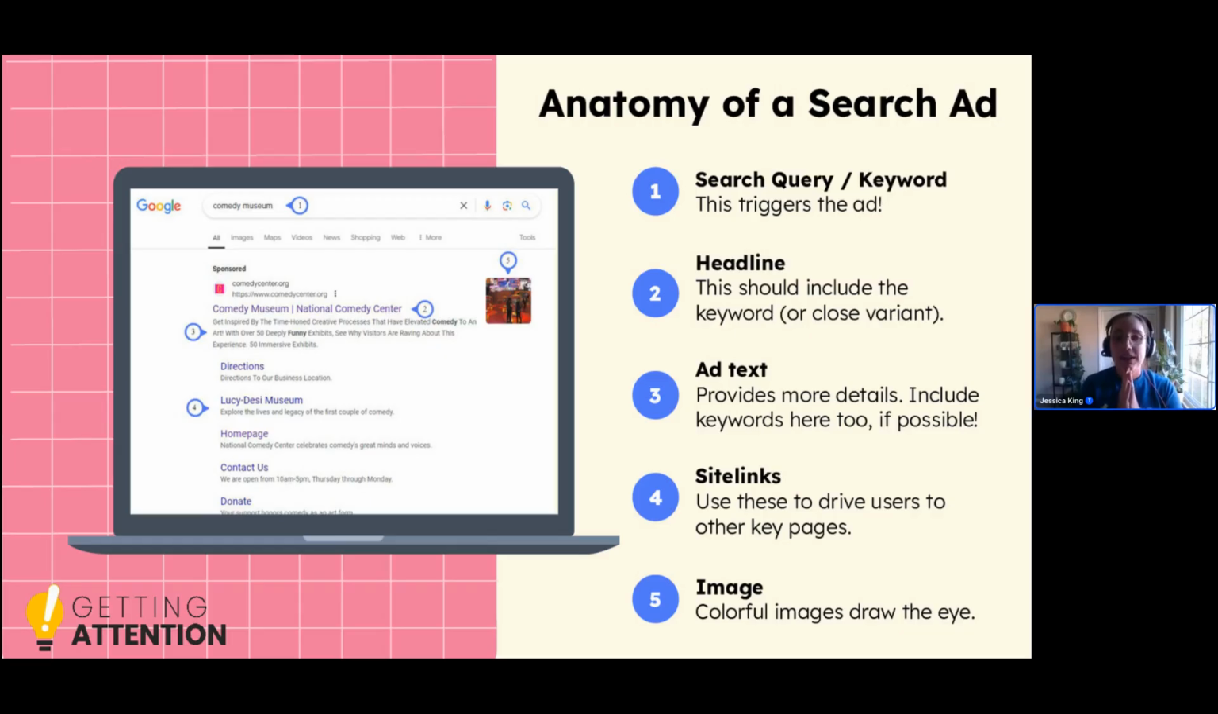But when we get to the actual point where an ad is shown, there are a couple of different parts to it. There's the headline, that's the blue text. In this case, it's actually purple because I had already clicked on the ad, but this is the large text at the top. So I searched "comedy museum." The headline says "Comedy Museum" for the National Comedy Center, which is one of our clients. So your headlines should include your keyword or a close variation. The ad text, right underneath it, provides more details. Ideally, we're including the keyword there too. The sitelinks underneath are those four or five blue links that you're seeing there. You can use those as additional tools to drive users to key pages.